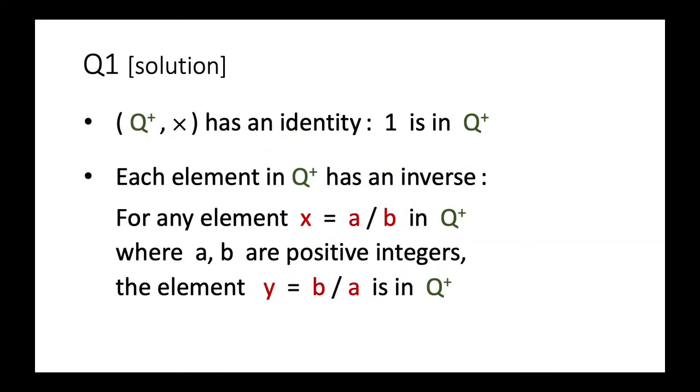Identity is easy. 1 is an identity element, because any element x multiplied with 1 is equal to x, and 1 multiplied with x is also equal to x. And then for each element x, let's say it is equal to a over b, we will see that the element y, which is equal to b over a, is also a positive rational number. If we multiply these two together, we will get 1. So every element has an inverse. So that's for Q1. Q1 should be very easy, just testing your understanding of what properties a group needs to have.